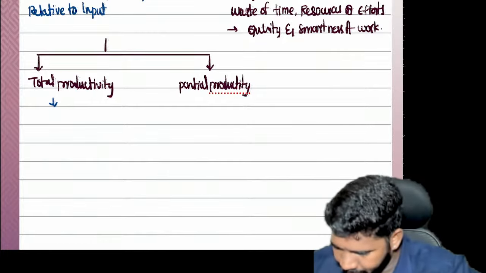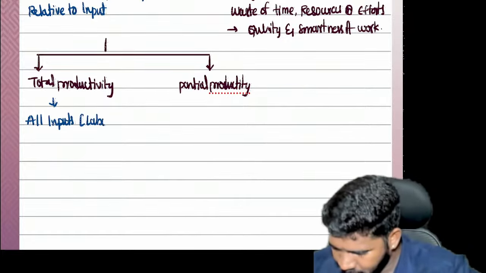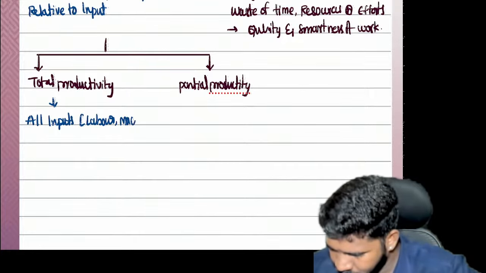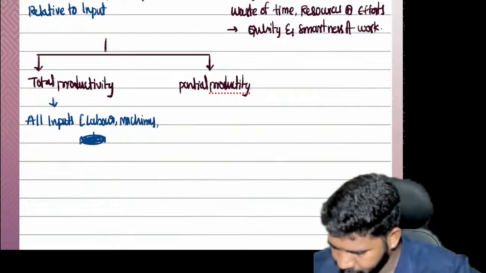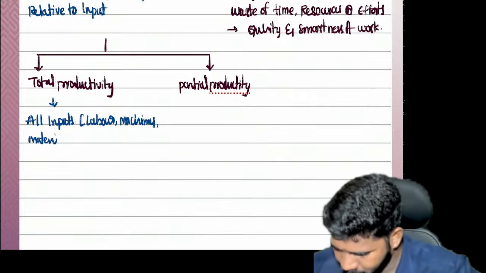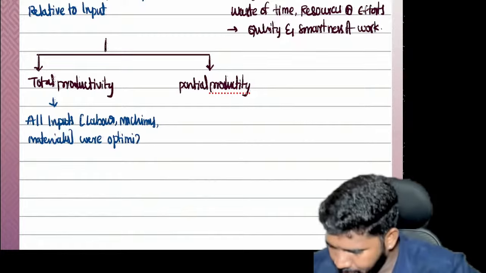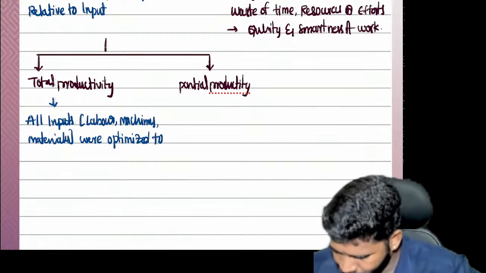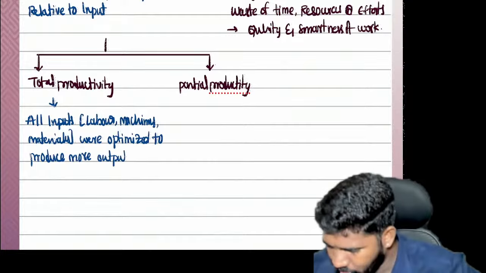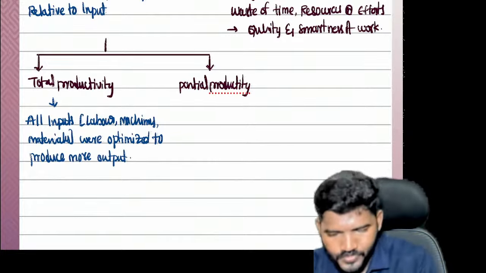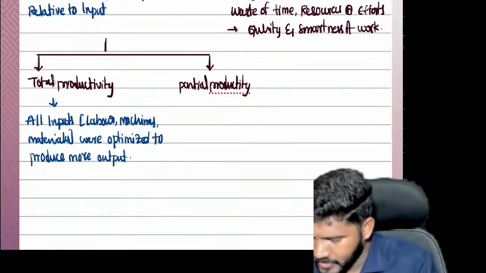When it comes to total productivity, all inputs like labor, machinery, and material are optimized to produce more output. The word optimized means fully utilized. So if you use all the inputs you have effectively, that is called total productivity. Let us check partial productivity.